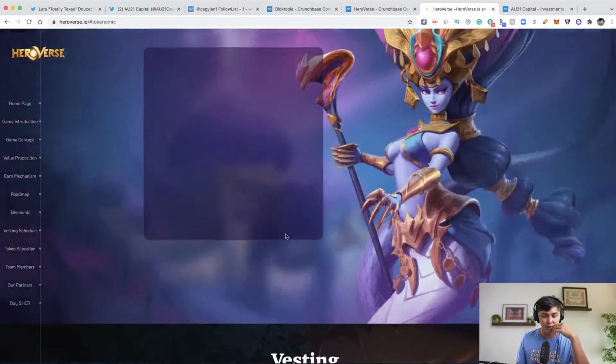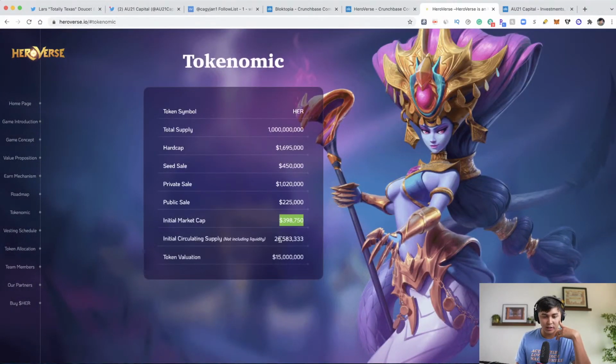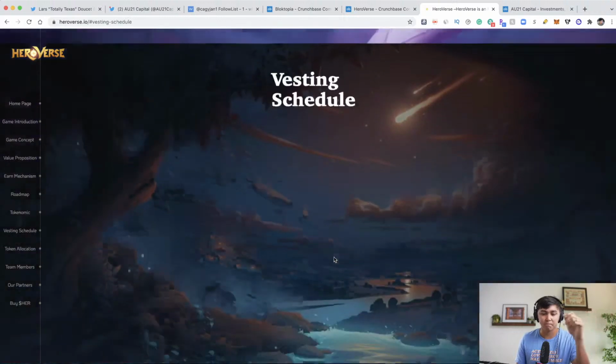So initial circulating supply, not including liquidity, is 26.5 million. Token valuation is 15 million. So a very low valuation, right? For the possibility of what it can actually become.